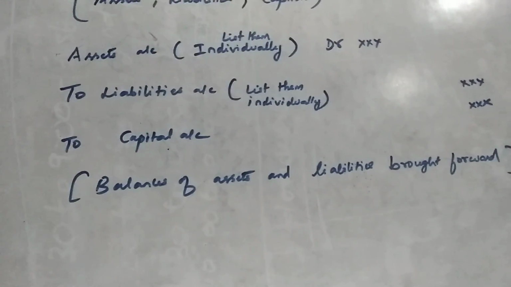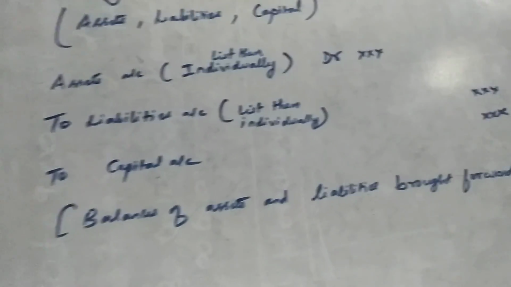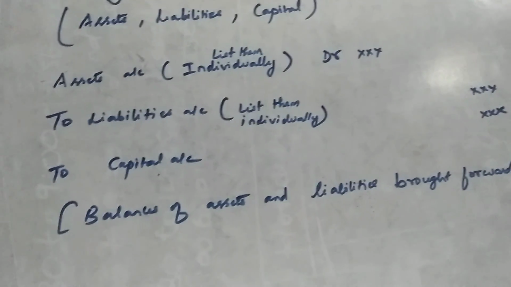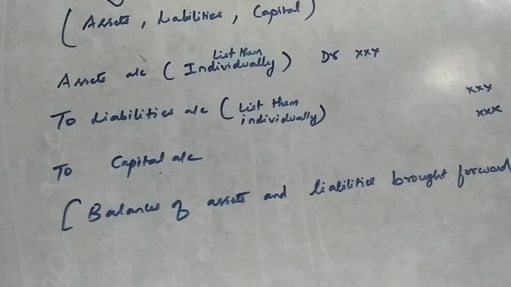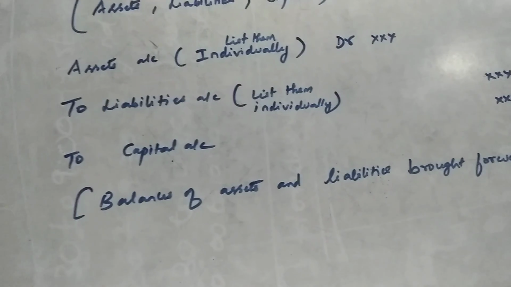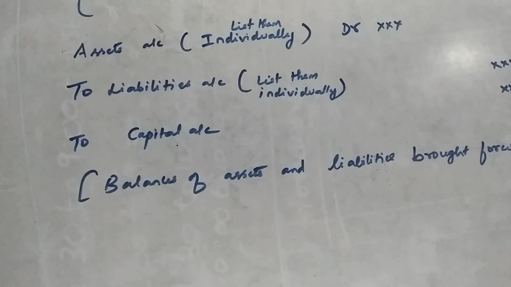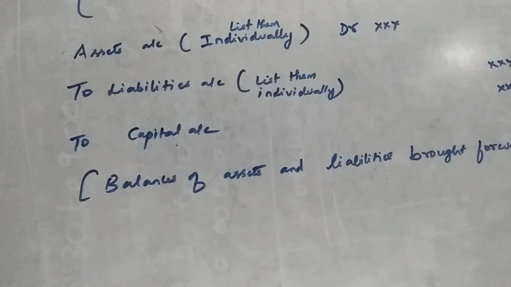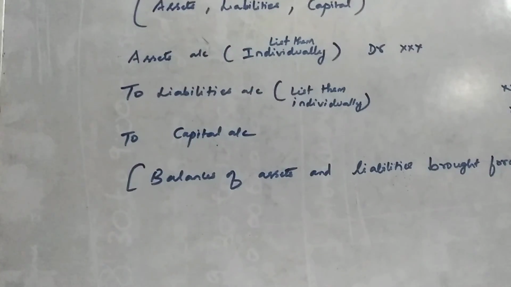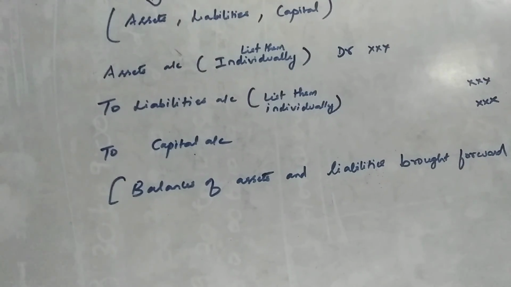To capital account. If you want to calculate the capital, you will be using the accounting equation: capital is equal to assets minus liabilities. So you will make a list of all the assets and find out the total of assets. Similarly, list out all the liabilities and find the total of liabilities. Assets minus liabilities will give you the capital. So your entry will be assets account debtor to liabilities account, to capital account.